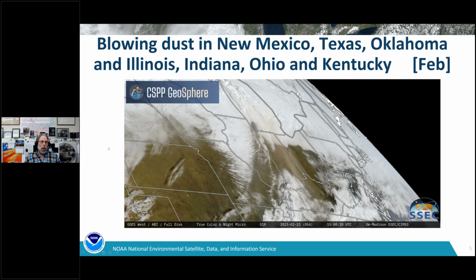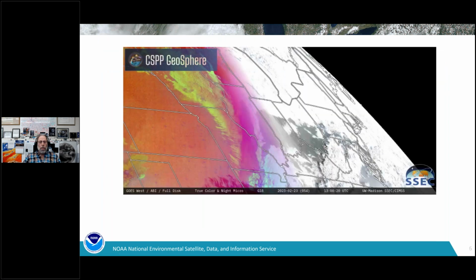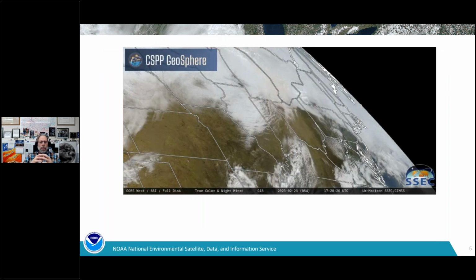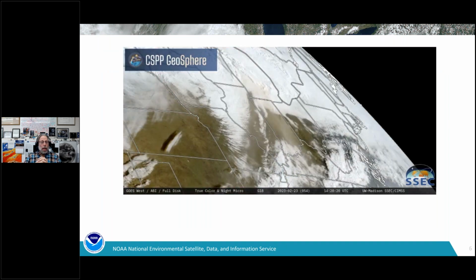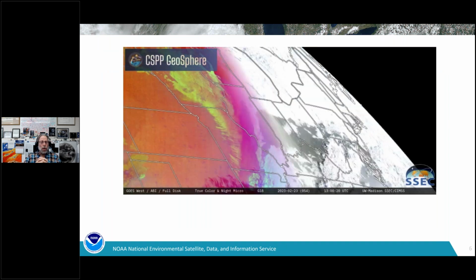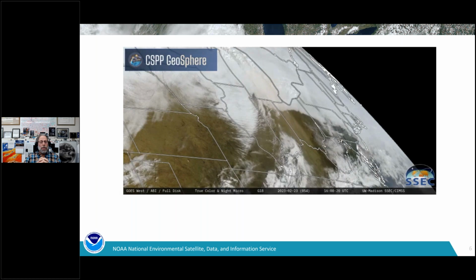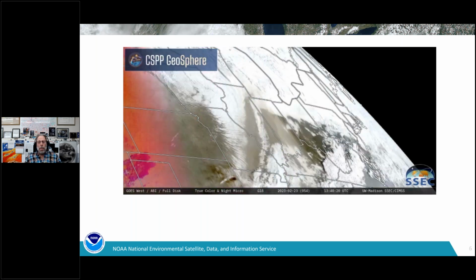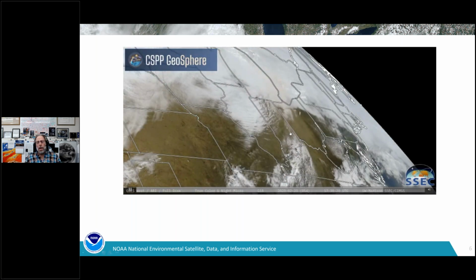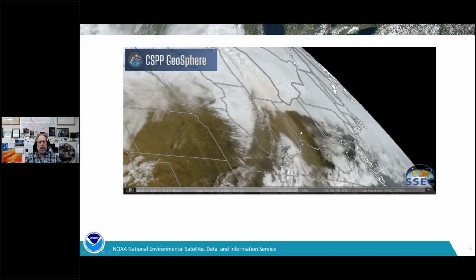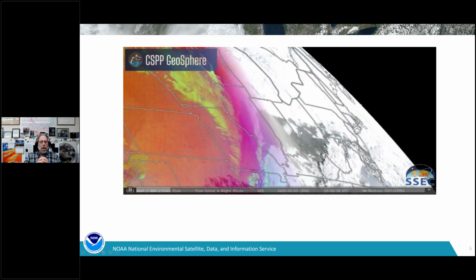There was blowing snow in New Mexico, Texas, etc. This is a bit later when it was up in the Illinois, Indiana, Ohio, Kentucky regions. And a view from GOES West. Early on in the image, we also see the night microphysical properties, but again, you can see the dust front there very clear as it moves on.